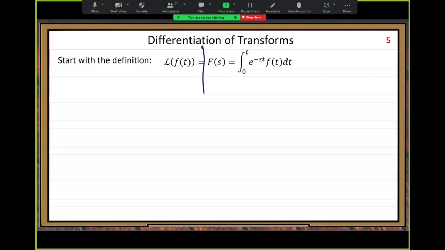Here, think about it. If we take derivatives of both sides, what would happen? The left-hand side is easy: capital F prime of s. On the right-hand side, can you see the derivative? We get this new expression.